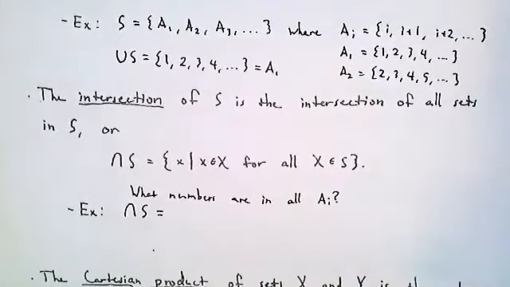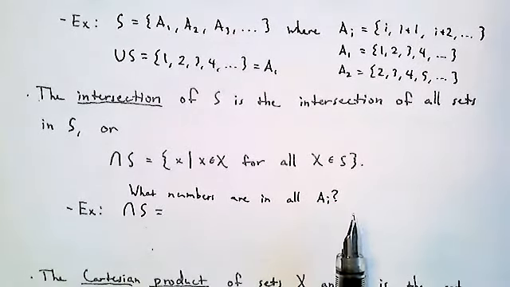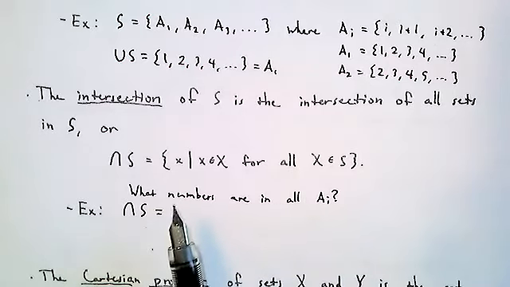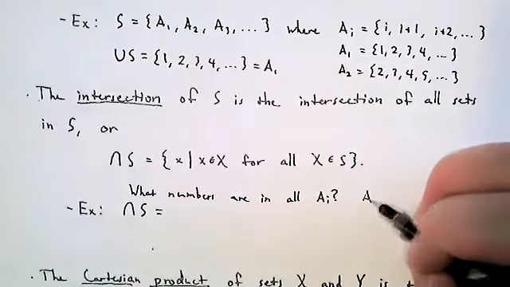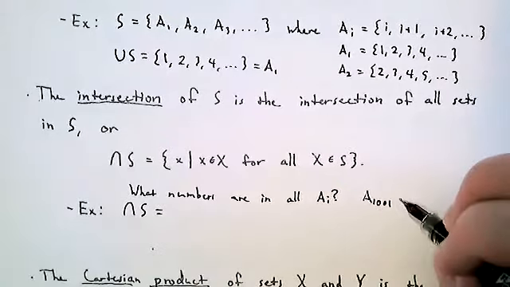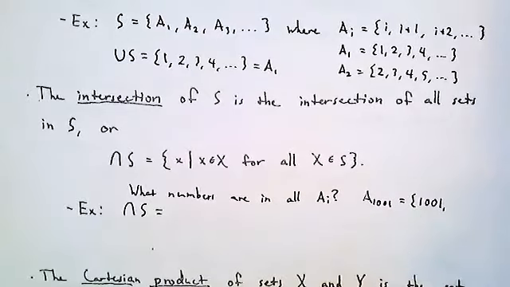So there's definitely one number. Can you think of any other number that would not be in at least one of these? Like what about 1,000? Is the number 1,000 going to be in all of my sets? No, because if I go to A1001, it starts at 1001. So it doesn't have any of these other numbers before that.